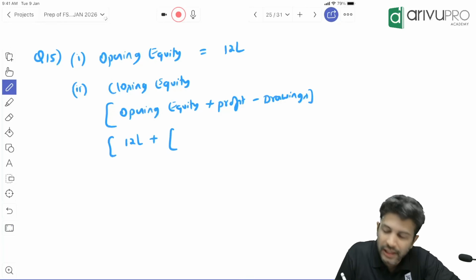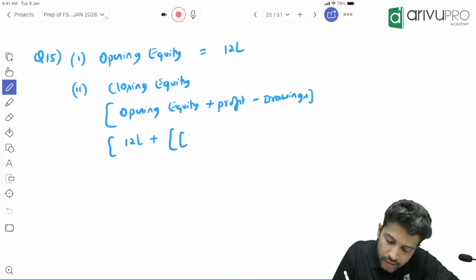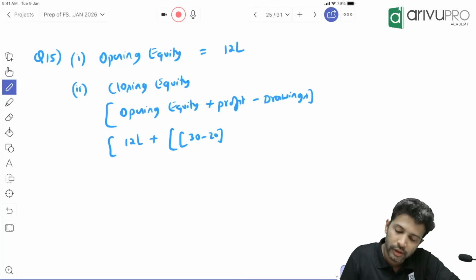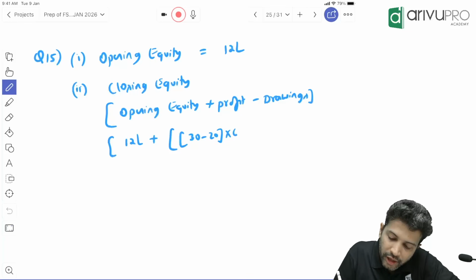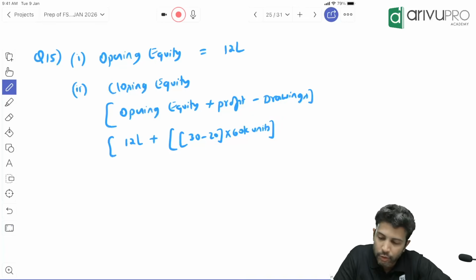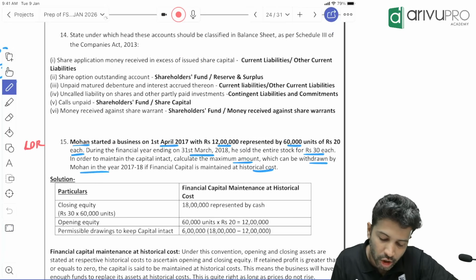12 lakh. Did you make any profit in the current year? Yeah. You bought it at 30, you sold it for 20. How much profit you made? You made 10 per unit. How many units did you sell? So total profit is how much? 6 lakh. Have you withdrawn the amount or we have to calculate the drawings amount?